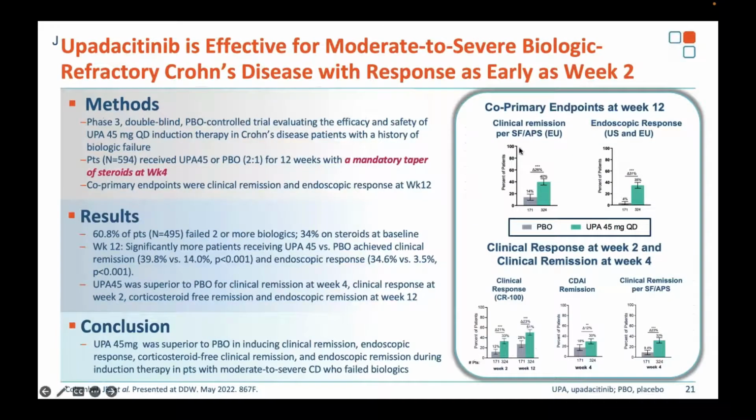Now, I've said this at previous meetings, but I think this was my favorite abstract at DDW. This is the phase 3 data for upadacitinib, the JAK1 selective small molecule, in Crohn's disease. So this was the induction data in Crohn's disease.